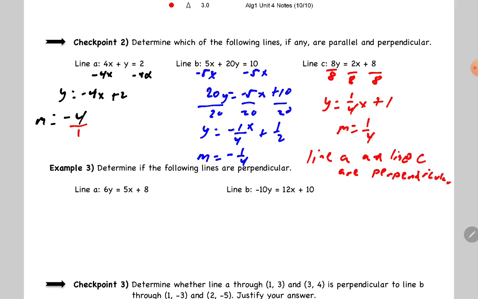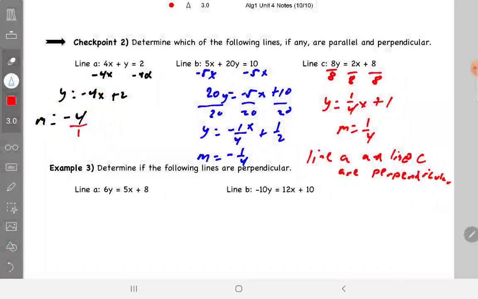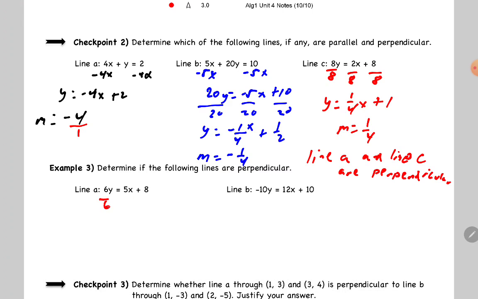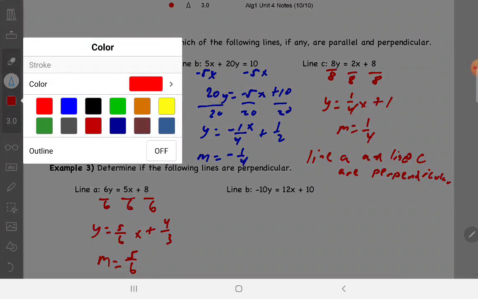Okay. Let's do it again. I'll stay in red. So divide everything by 6. And we'll get y equals 5 over 6x plus 4/3. But we just need the slope. So 5 over 6. Okay, let's look at the other one.